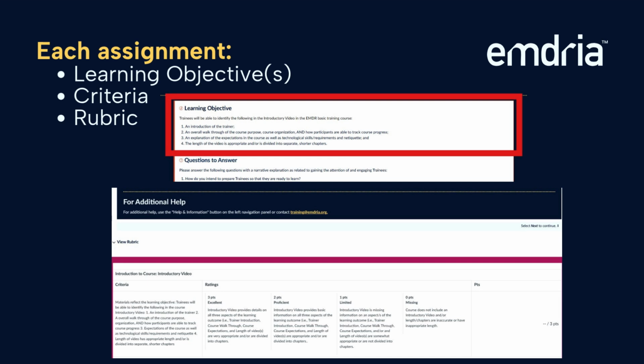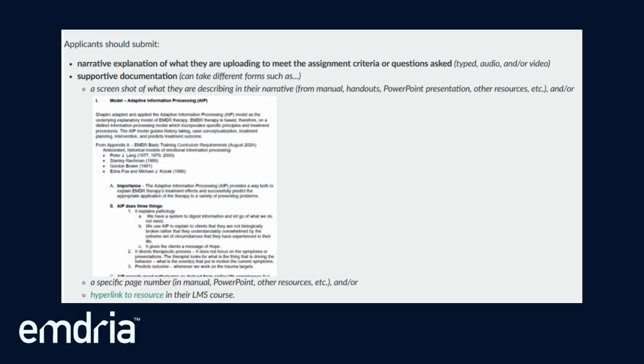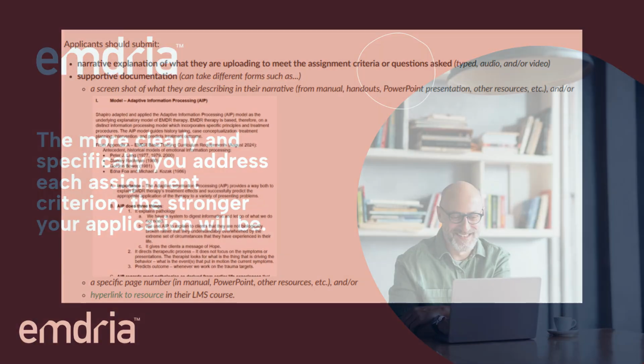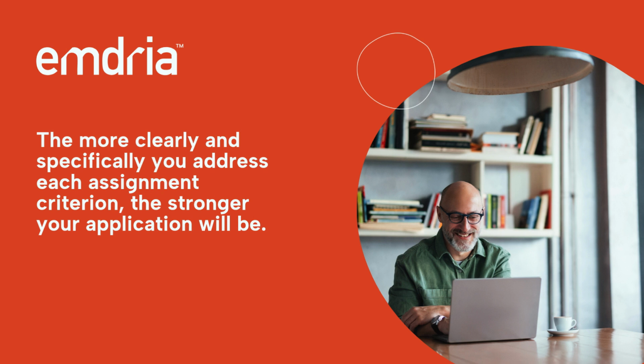Each assignment has its own individual learning objectives, criteria, and rubric to help give you a better understanding of the grading system our review team will be using. For each assignment, you should plan to submit a narrative explanation as well as any supportive documents, such as a screenshot, page numbers for documents, and/or hyperlinked resources. When it comes to providing information for an assignment, our tip is that the more specific information that you can provide, the better. You should specifically pinpoint how your course materials address what is being asked for an assignment. If our review team has to search or hunt to find the information, it takes longer to review and provide feedback on that assignment.